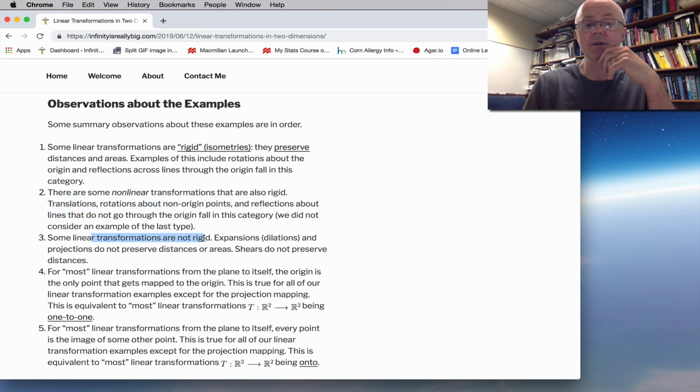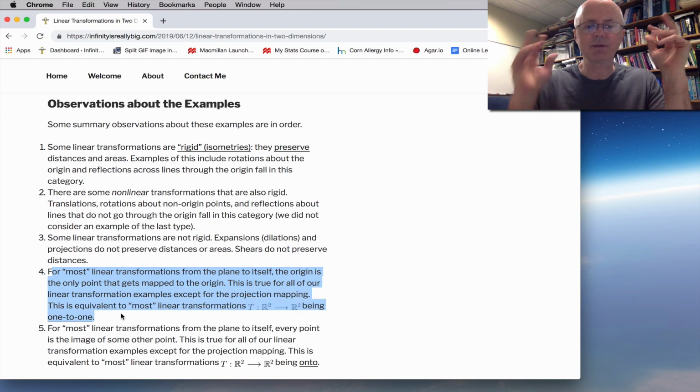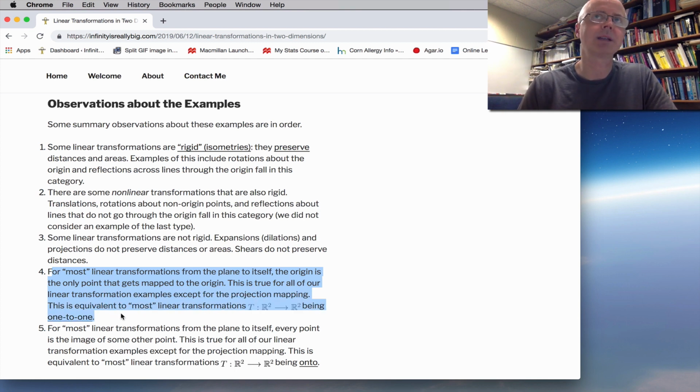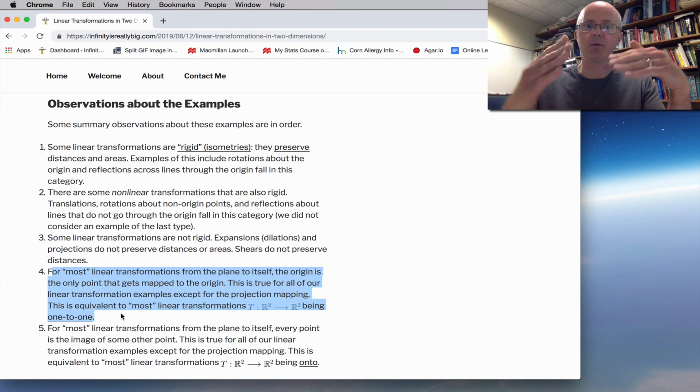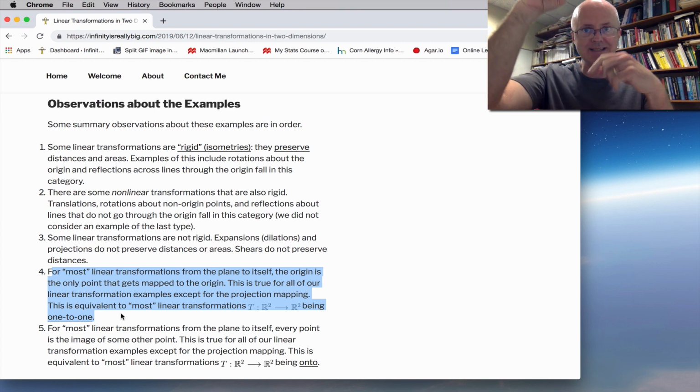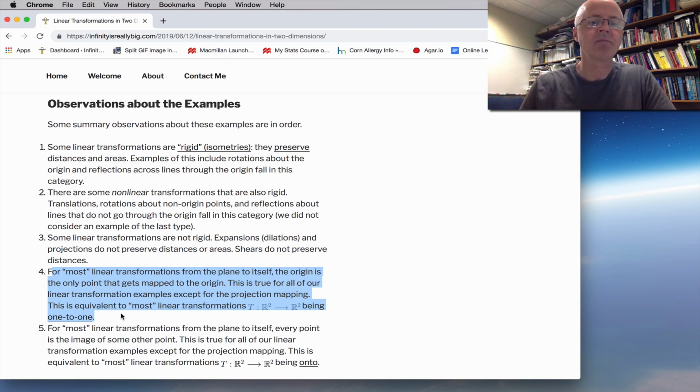Some linear transformations are not rigid. Expansions and projections do not preserve distances or areas, and shears do not preserve distances. I mentioned that already. For most linear transformations from the plane to itself, the origin is going to be the only point that gets mapped to the origin. No other points will get mapped to the origin. Projections are an example that's not that way. With our projection, the entire y-axis gets mapped onto the origin.